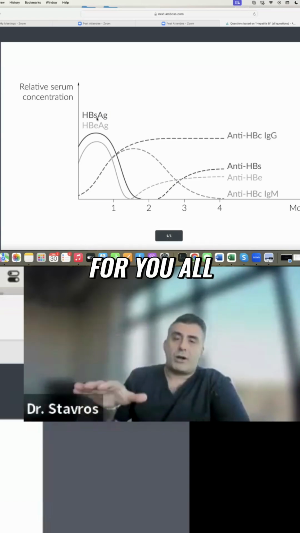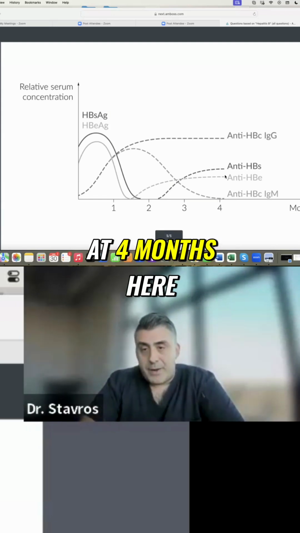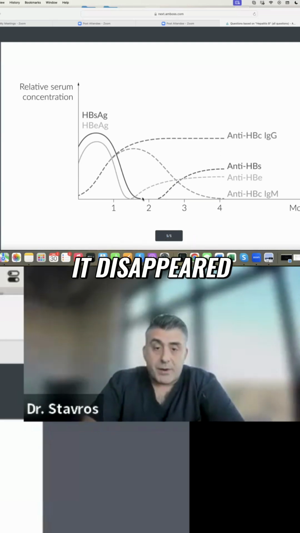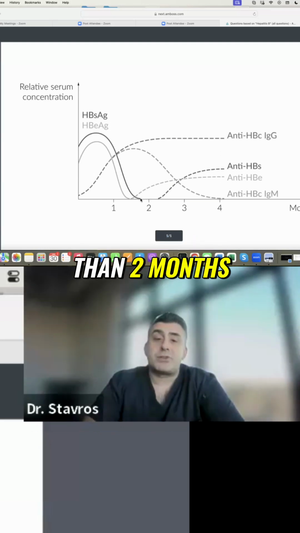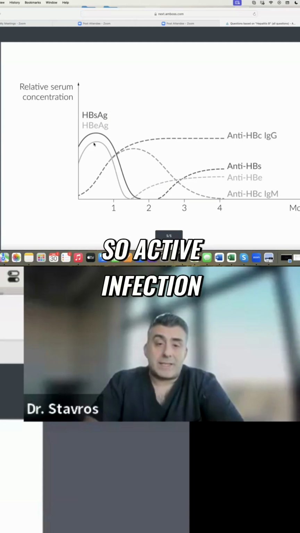To make it easy for you all, because this is a tricky question, look at the markers. At 4 months here, there is no surface antigen. You see anything here? No, it disappeared. It stopped at less than 2 months. The person resolved starting this way. So active infection, yes, yes, yes.